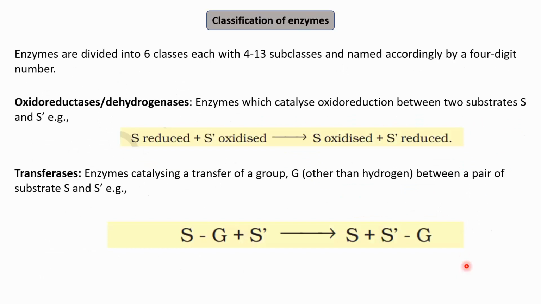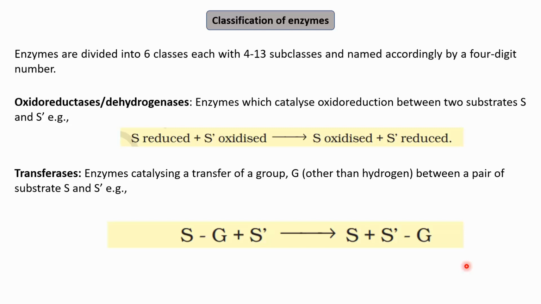There are thousands of enzymes that have been discovered, but they are mostly divided into 6 classes. Each of these 6 classes has 4 to 13 subclasses, and therefore, if we look into the nomenclature of any enzyme, it will be represented by a 4-digit number, with the first digit representing the class of the enzyme. So the enzymes can be broadly classified under the category of these 6 classes.